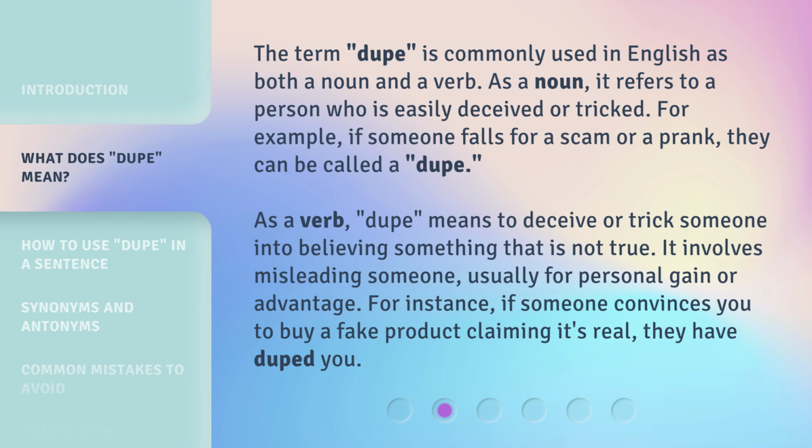As a verb, dupe means to deceive or trick someone into believing something that is not true. It involves misleading someone, usually for personal gain or advantage. For instance, if someone convinces you to buy a fake product claiming it's real, they have duped you.